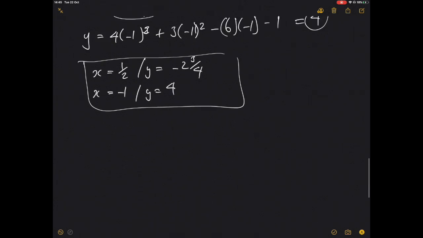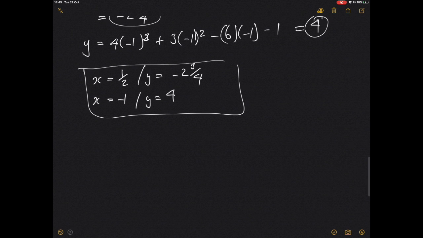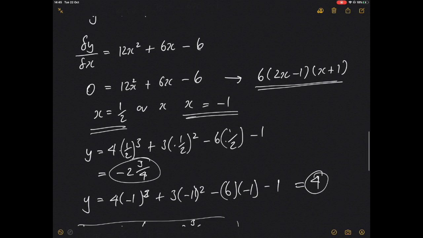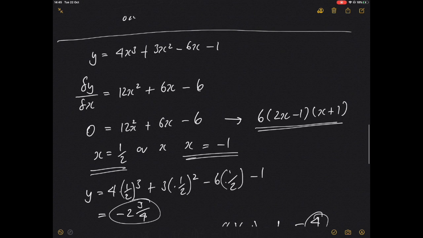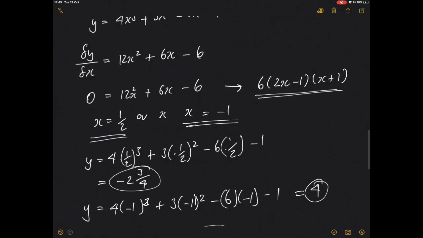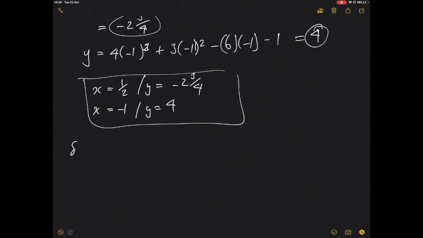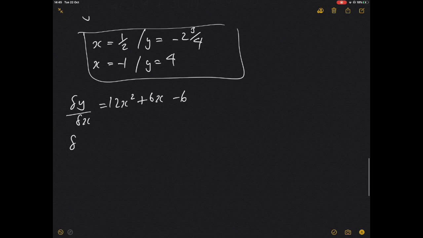we can find out if these are maximum or minimum turning points. So if we take the differential we have here, dy by dx, I'll just write it out again, is 12x squared plus 6x minus 6. And we then differentiate that again to get d squared y over dx squared. We'd get 24x plus 6 as our second differential.